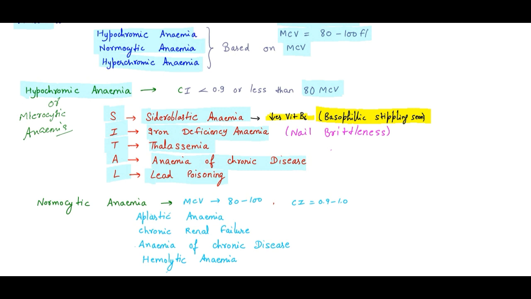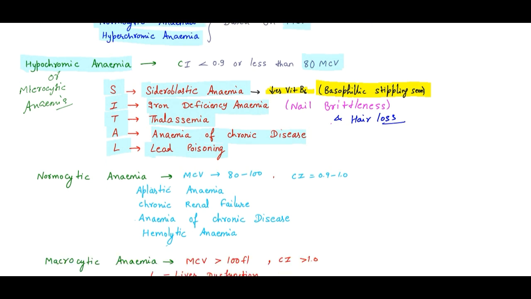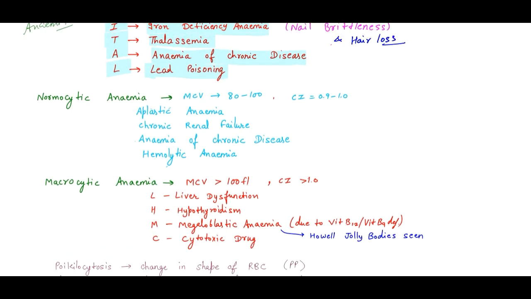What about iron deficiency anemia? In iron deficiency anemia, we will see nail brittleness and hair loss. There is a deficiency of iron, or we can say a deficiency of transferrin also, so we call it iron deficiency anemia. This is also an example of hypochromic anemia. Then thalassemia, anemia of chronic disease, and lead poisoning. Remember all the names for hypochromic anemia. Anemia of chronic disease, for example, kidney disease. Kidney disease is chronic, so that can lead to anemia.